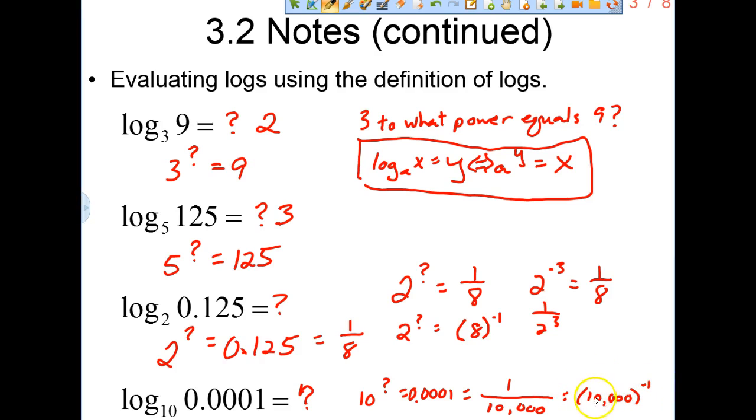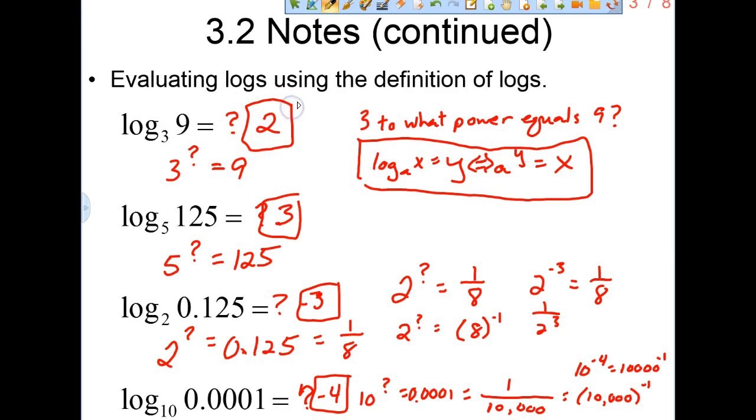So we're really saying 10 to what power is 10,000 to the negative first. So what does that mean? Well, we're looking for 10 to what power is 10,000. So 10 to the first is 10. 10 squared is 100. 10 cubed is 1,000. 10 to the fourth is 10,000. So 10 to the negative fourth would be 1,000 to the negative first. So the answer to this question is negative 4. So negative 4 here, negative 3 here, 3, and 2. So the definition of logs is the most important part in this section.